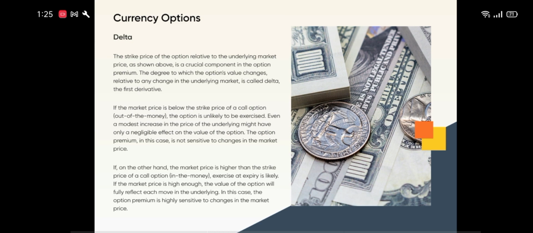If, on the other hand, the market price is higher than the strike price of a call option, in the money, exercise at expiry is likely. If the market price is high enough, the value of the option will fully reflect each move in the underlying. In this case, the option premium is highly sensitive to changes in the market price.